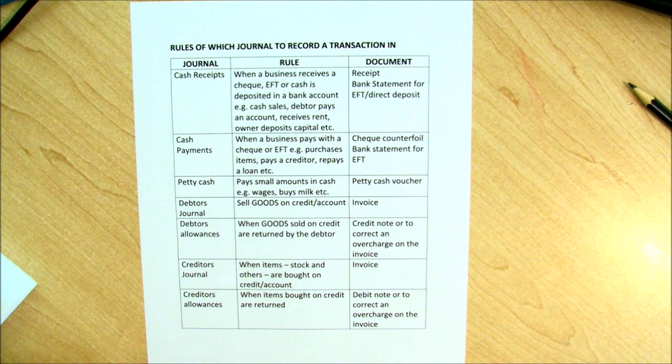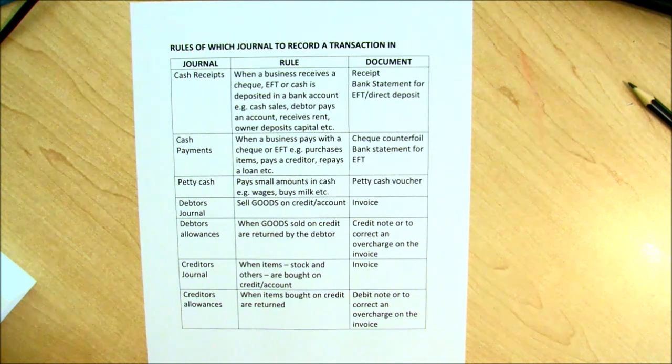in front of me here, and these 7 journals have got very specific requirements as to when you use each journal. A transaction will fit into one of these journals only and cannot fit into the other because the rules are quite specific. Now, I'm not going to go through each one of these things, but I'd like you to freeze the frame and just for yourself, just to read through and make sure that you fully understand this before I then go on with the general journal.